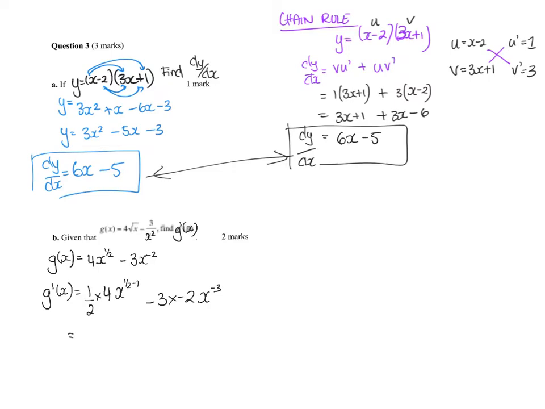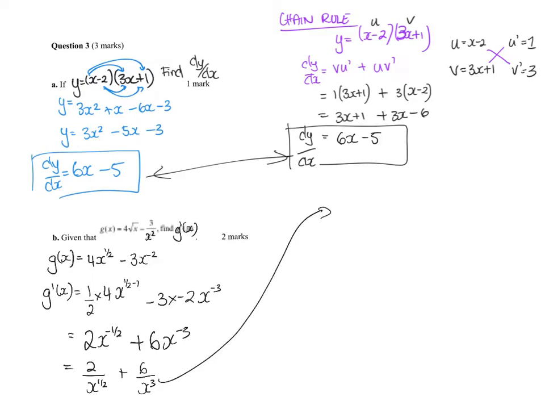So I end up, if you go a half times 4, don't you get 2? Yeah? 2x to the negative a half plus, because a negative by a negative would give a positive, 6x to the negative 3. So then, I don't like the negative powers, so I'm going to put that one down the bottom, which is x to the power of a half, and I'm going to have 6x to the power of 3. And I don't even like that little half. I might even change it back to 2 square root x plus 6 over square root 3. So I might say the derivative is that.